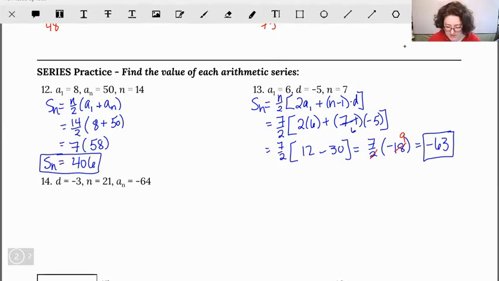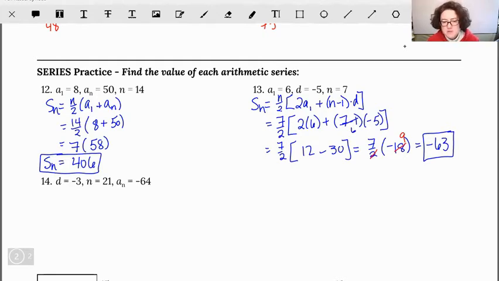Okay, number 14. They gave us the same kind of info, almost. So d equals negative 3, n equals 21, a sub n equals negative 64. So again, we've got to do a little bit of legwork here just to figure out what we're looking at, because either one of the formulas, either the one we used in 12 or the one we used in 13, they all require us to know that first term.